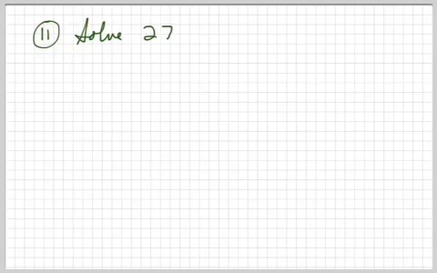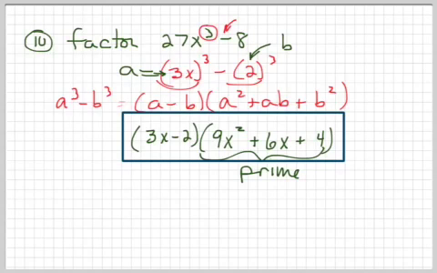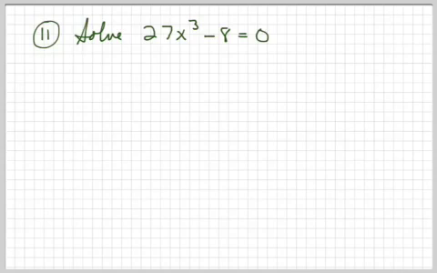11 is kind of a continuation of that problem, but it was going to be easiest in class to show you both without having to really solve or do them both. So 11 says solve this. Now if you look back at number 10, 10 is 27x cubed minus 8, and now we're trying to solve it. So now it says, hey, it equals 0, try and figure out what x has to be.